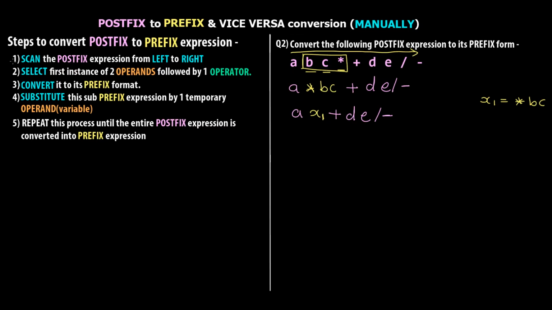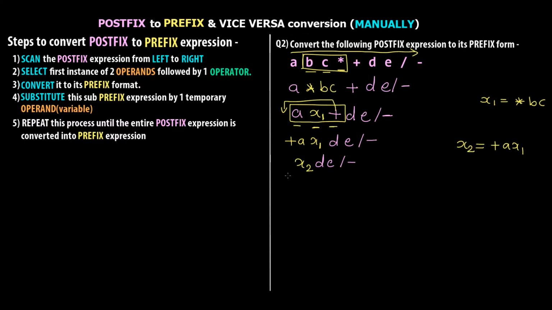So again we have to go by these rules, scan this postfix expression from left to right and find the first instance where we get 2 operands and 1 operator. So this is the very first instance of that. We have to convert it to its prefix format, so plus will come over here. So in that case we will get plus A x1 and then DE divided by minus stays as it is. Next thing we have to do is we have to take a new temporary variable x2 and assign plus A x1 to it. So now the expression will become x2 DE divided by and minus.